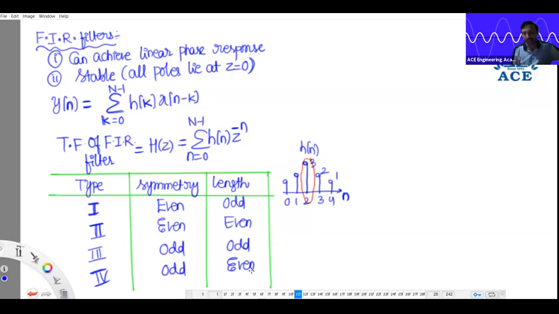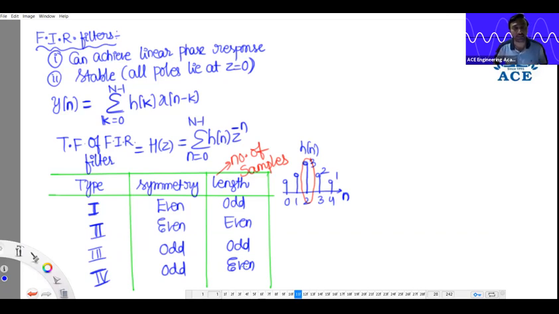So based on the symmetry and the length, meaning the number of samples chosen, FIR filters can be taken as 4 different types. Even symmetry with odd number of samples, type 1. Even symmetry with even number of samples is type 2. Odd symmetry with odd number of samples is type 3. Odd symmetry with even number of samples is type 4.